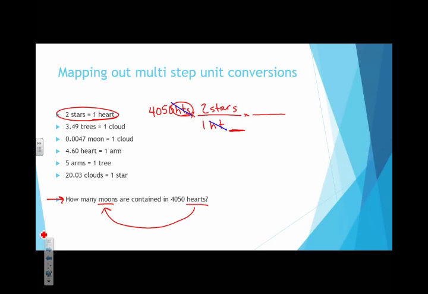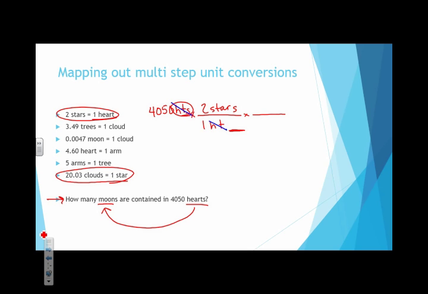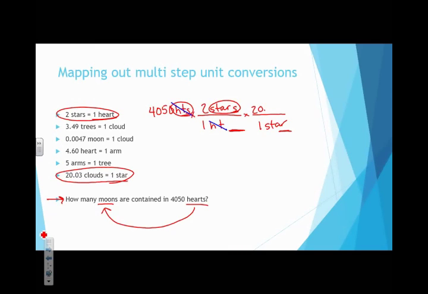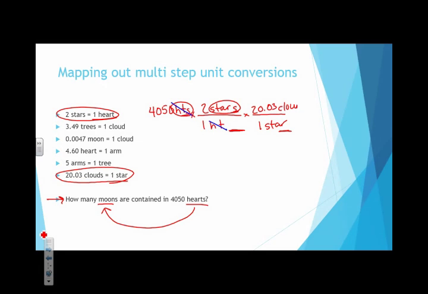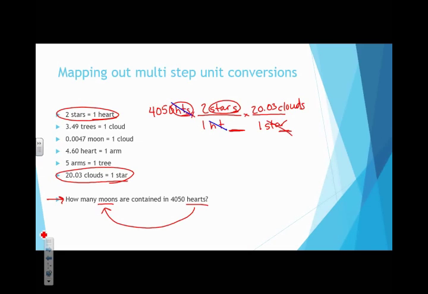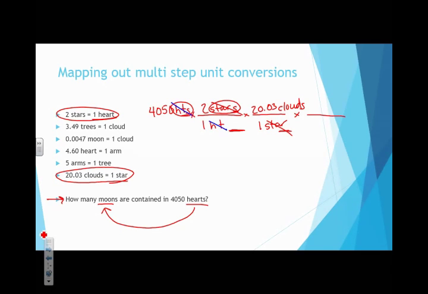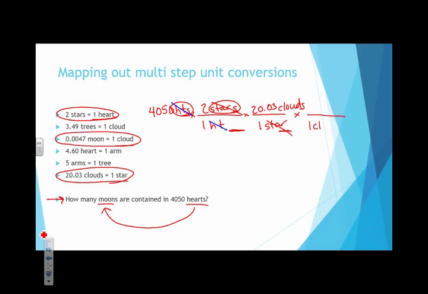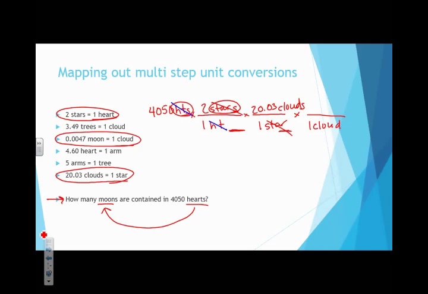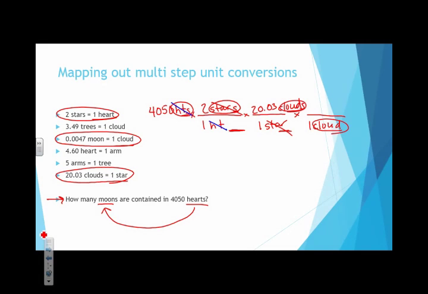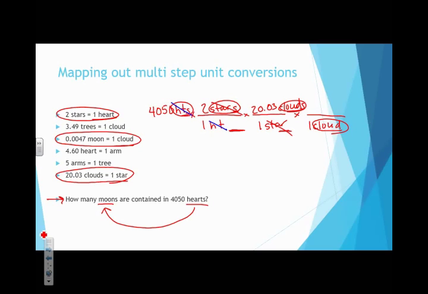We said that 1 star was equal to 20.03 clouds. So again, stars are up here, so they should also be down here. So I have 1 star, 20.03 clouds. Stars cancels out. And then finally, I noticed that I had moons related to clouds here. 1 cloud. Again, canceling this unit up here with this unit down here. They have to match in order to cancel out.